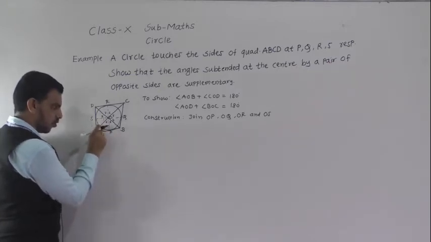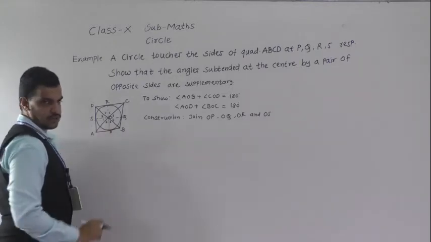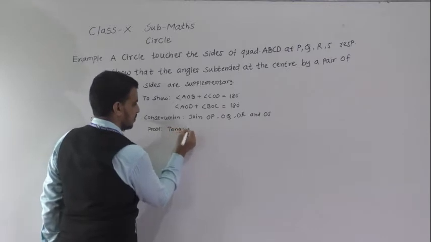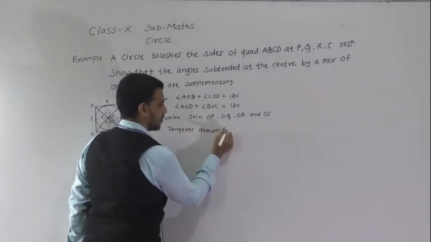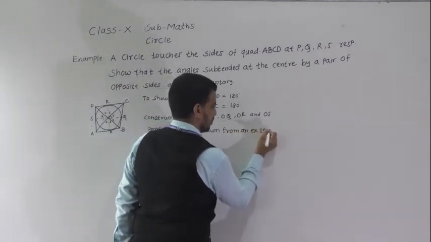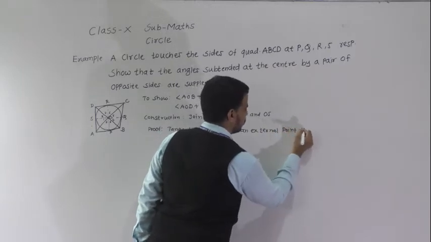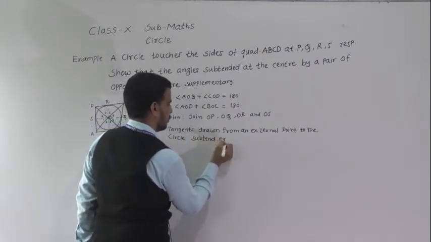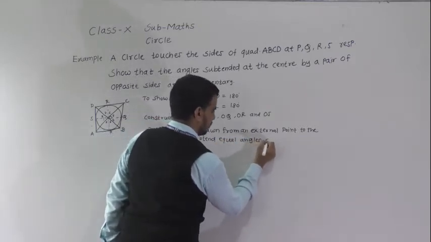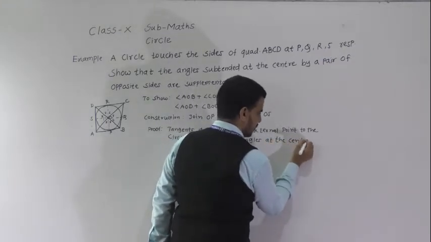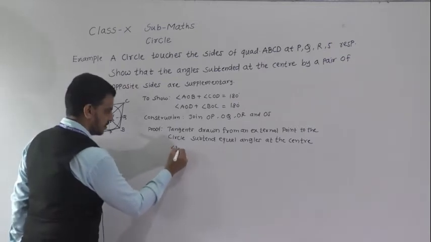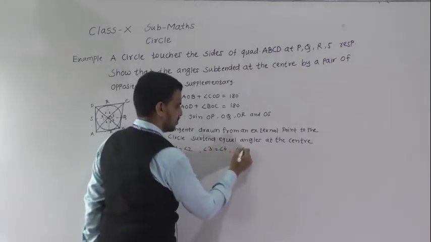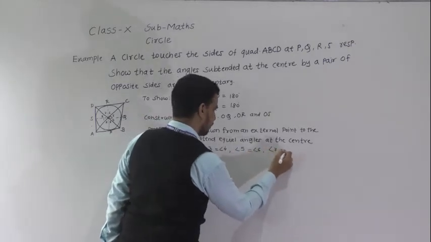We have shown these two triangles are congruent, and by CPCT we can write these two angles are equal. So here angle 1 and angle 2 are equal. So here first we have to write: tangents drawn from an external point to the circle subtend equal angles at the center, okay. So by using this theorem we can write here angle 1 is equal to angle 2, angle 3 is equal to angle 4, angle 5 is equal to angle 6 and angle 7 is equal to angle 8, okay.